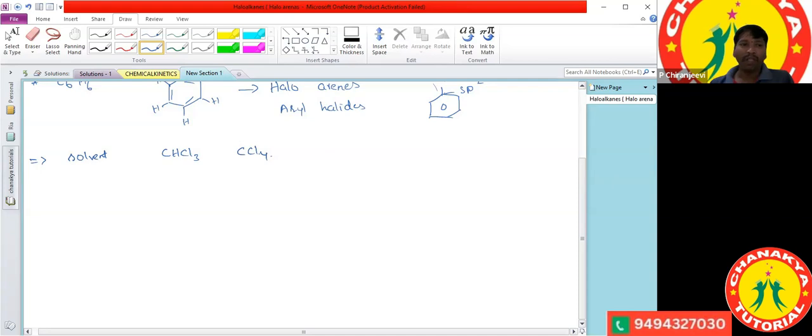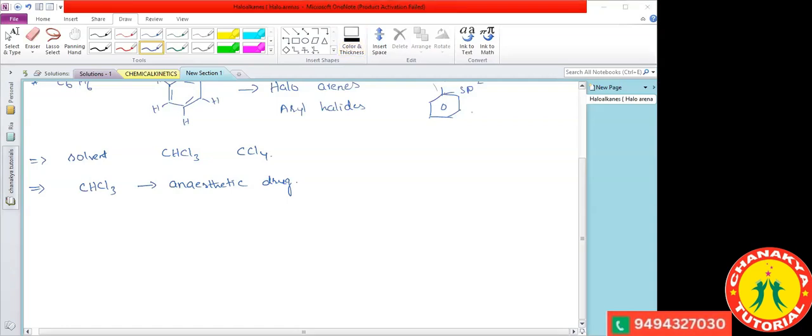So some halogen-containing compounds are used as solvents. At the same time, medicinally, chloroform, CHCl3, is used as an anesthetic drug. What is the anesthetic drug? Chloroform. So chloroform is used as an anesthetic drug.